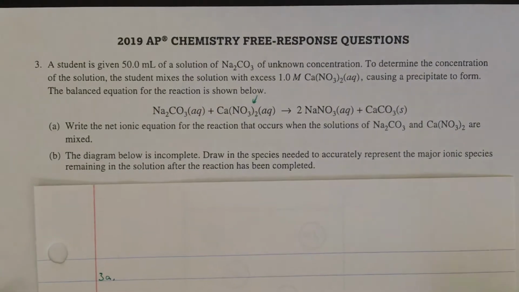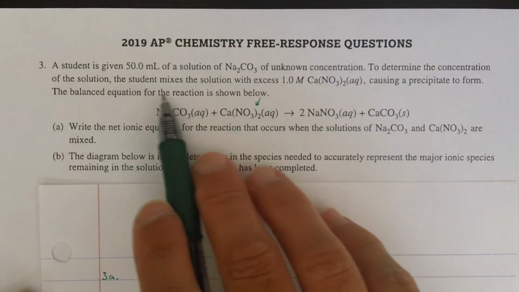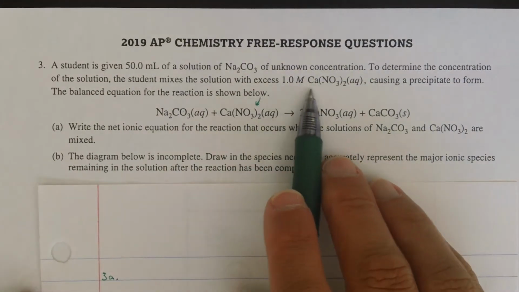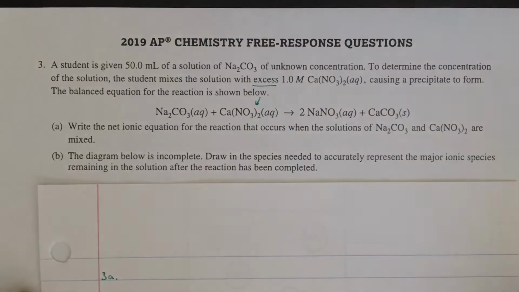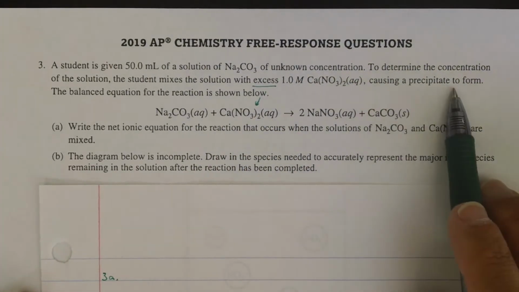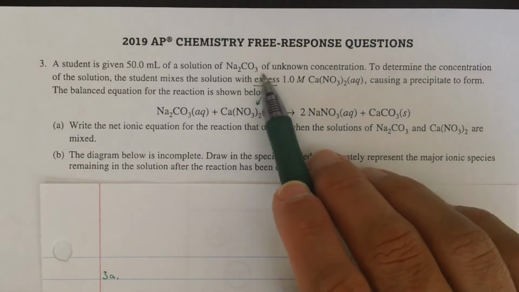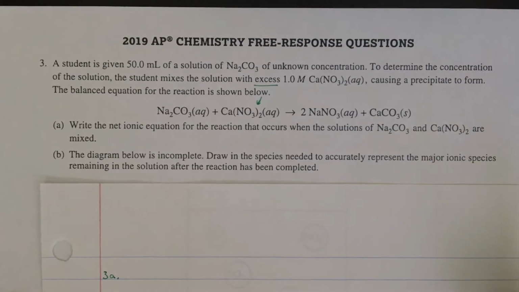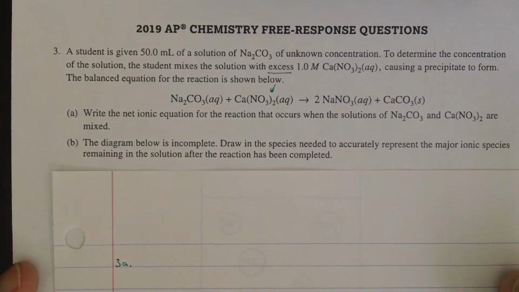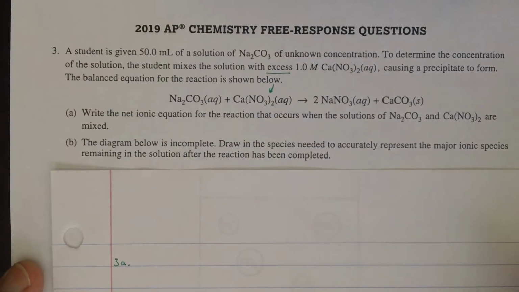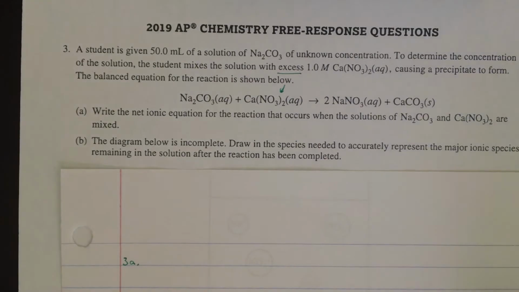Students given 50 mL of a solution of sodium carbonate. Don't know the concentration. To determine the concentration, the student's going to mix it with excess calcium nitrate. This is important. Excess calcium nitrate causes a precipitate to form. We should recognize sodium's always a spectator, nitrate's always a spectator, so it's carbonate and calcium that are going to form the precipitate. They give us that formula, which is really sweet of them, and then they ask for a net ionic equation. I talked about how they don't ask for, there's no net ionic equation question. Now they work them into other questions.